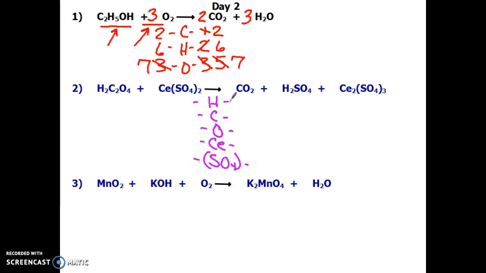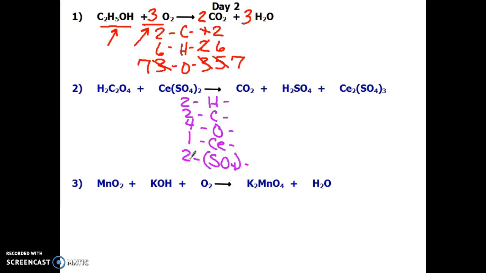So on the left-hand side, we have 2 H's, we have 2 C's, all right, we have 4 O's, not counting the O's that are attached to the sulfur. And we're going to count those separately, so we're not counting those at this time. We have 1 Ce, and then we have 2 of the SO4s.